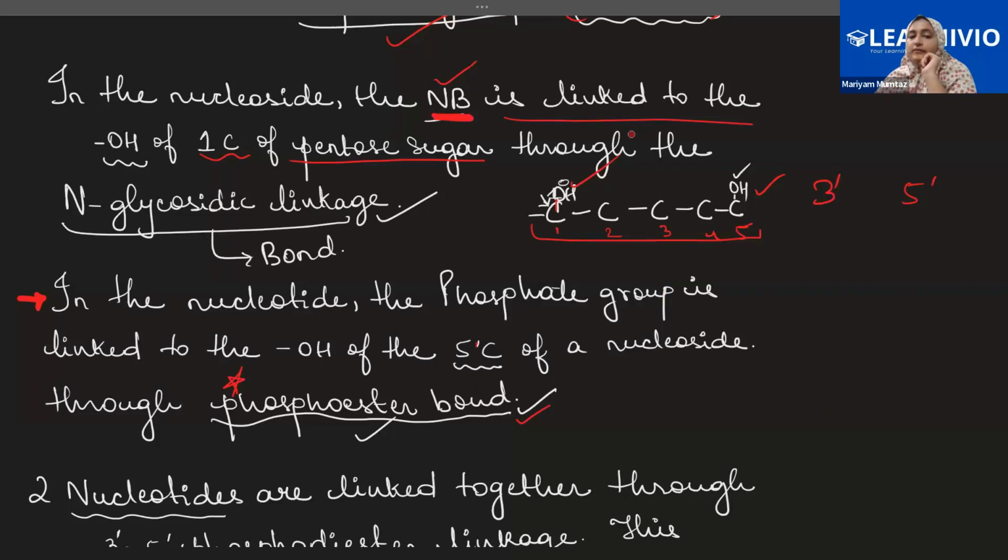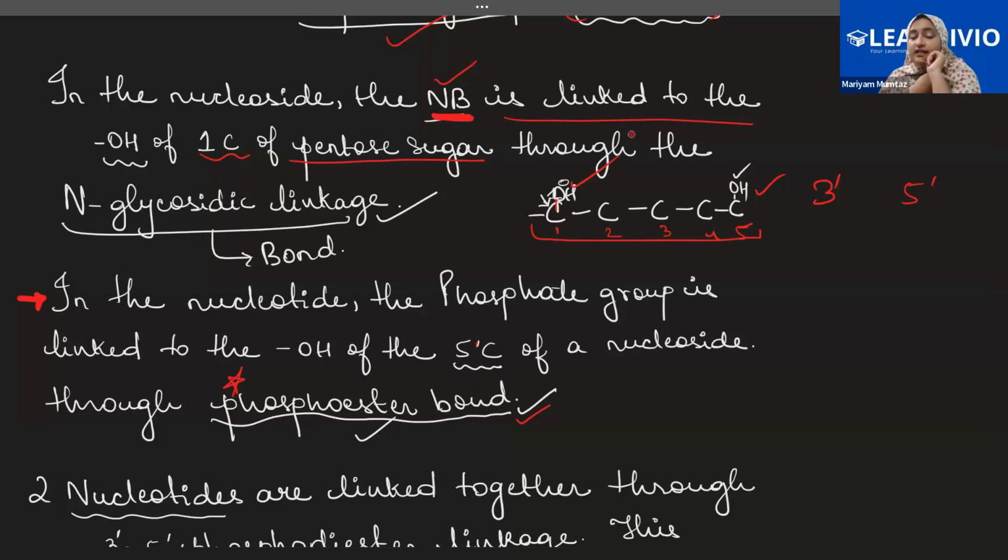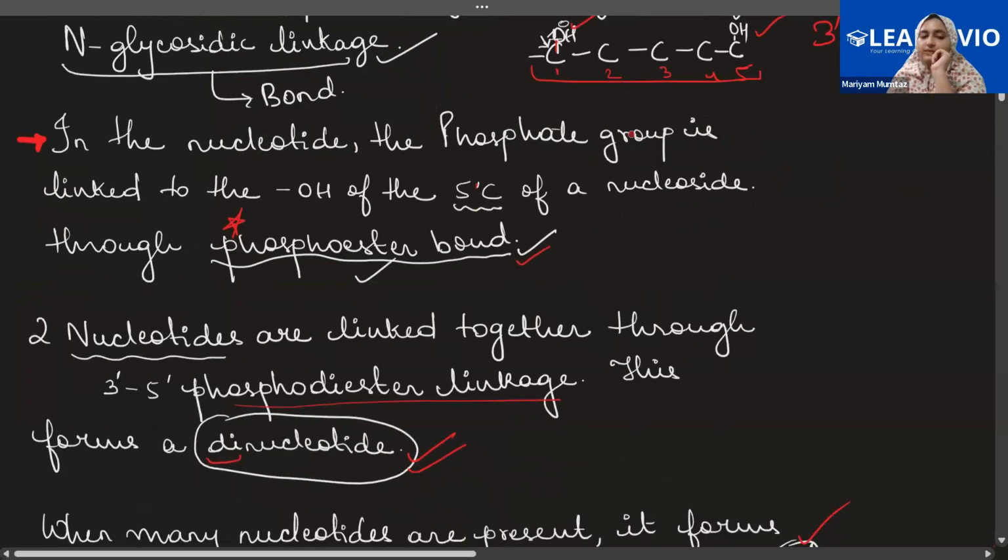In the nucleoside. So the nitrogenous base, which can be either a pyrimidine or a purine, attaches to the first carbon of the pentose sugar with the N-glycosidic linkage. And then the phosphoester bond is present when the phosphate group attaches.